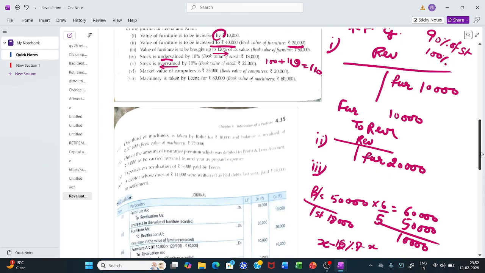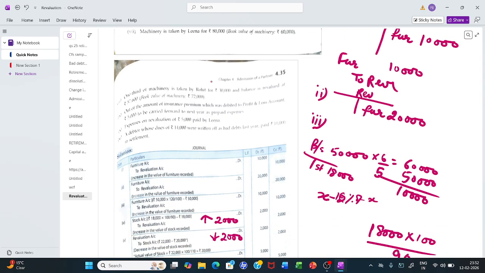Next, one third of the machine was taken over by Rahul at 30,000 and the balance was revalued at 57,600. So that means we are valuing the machine at this. This 87,600 is the current value, but the book value is 72,000. So what do we get? 15,600, and it is an increase. It's more than the old value.